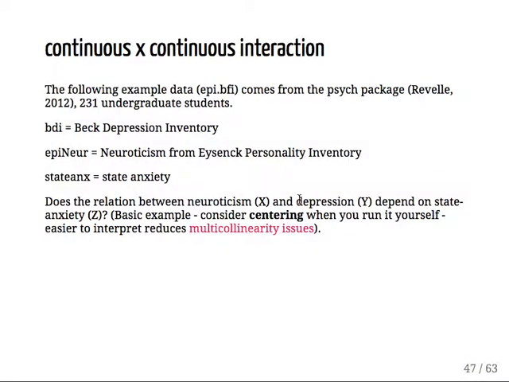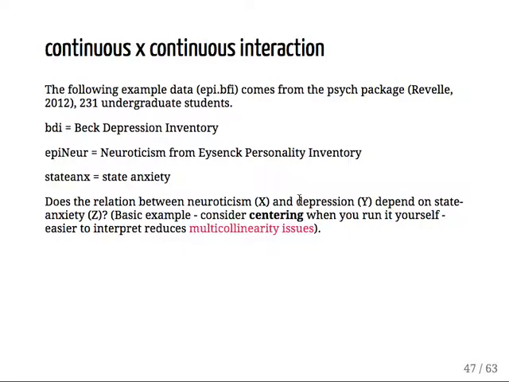So now we have a continuous by continuous interaction. And the following example comes from the psych package. It's data from 231 undergraduates. You might have heard of the Beck Depression Inventory. And then we have a score for neuroticism and a score for state anxiety. And we could see whether the relationship between neuroticism and depression depends on state anxiety.